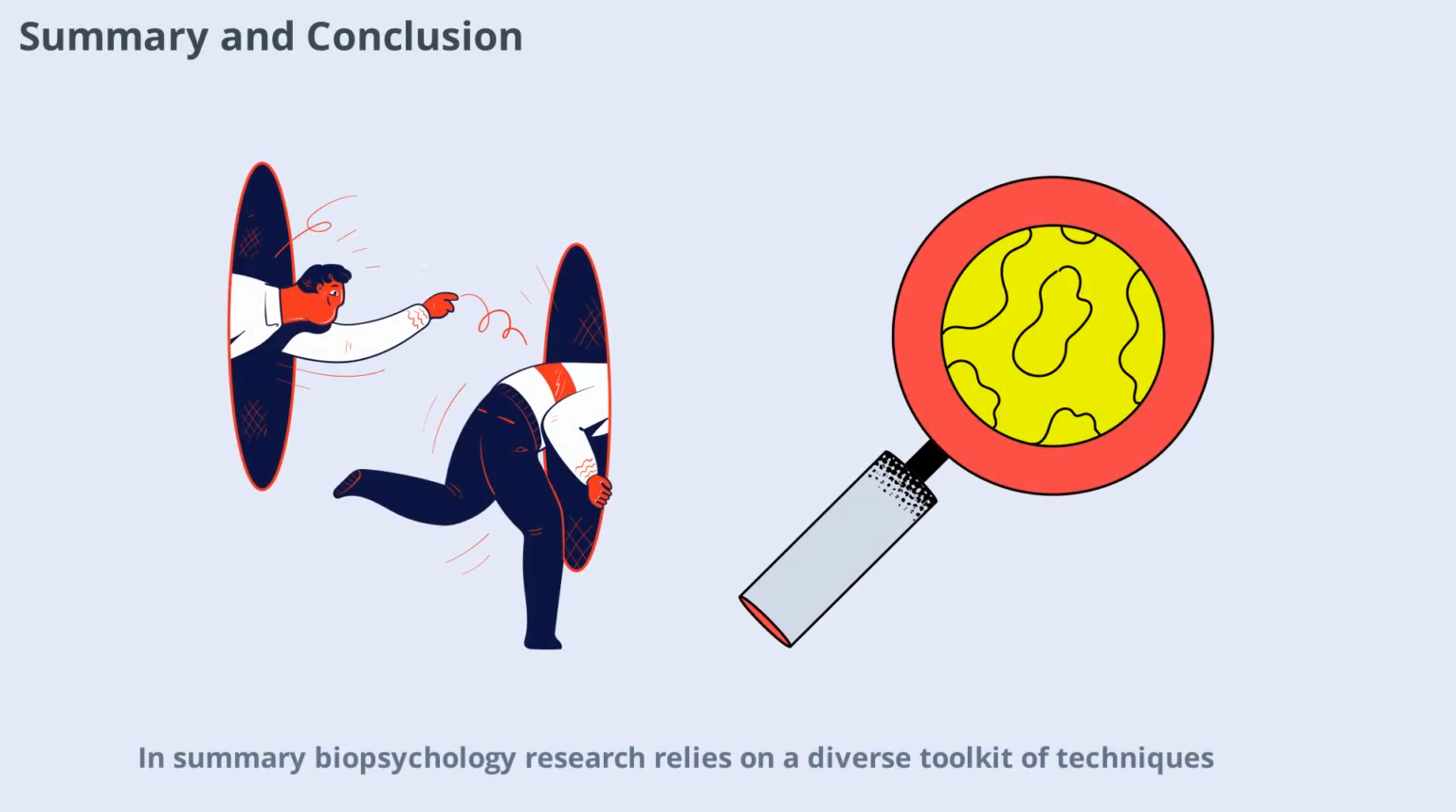Summary: biopsychology research relies on a diverse toolkit of techniques, from experimental studies in brain imaging to genetic analysis and behavioral testing. Each method offers unique strengths and insights, contributing to a richer understanding of how biology shapes behavior. By combining these approaches, researchers can tackle complex questions and make meaningful discoveries.